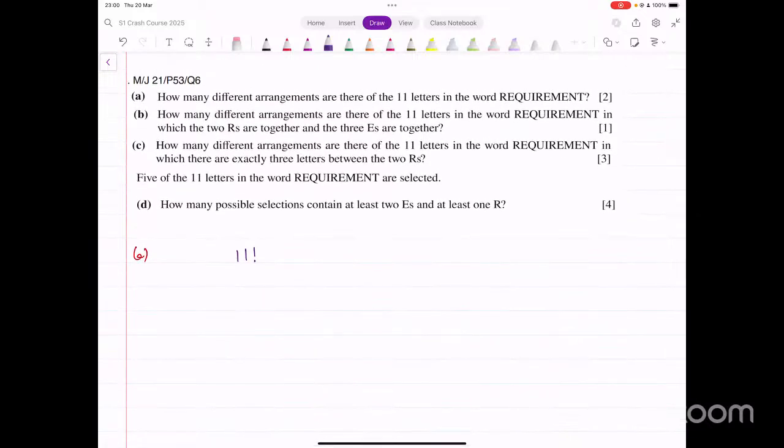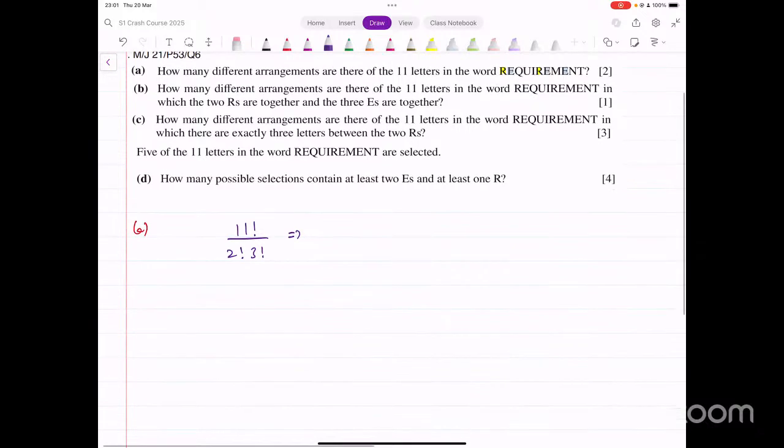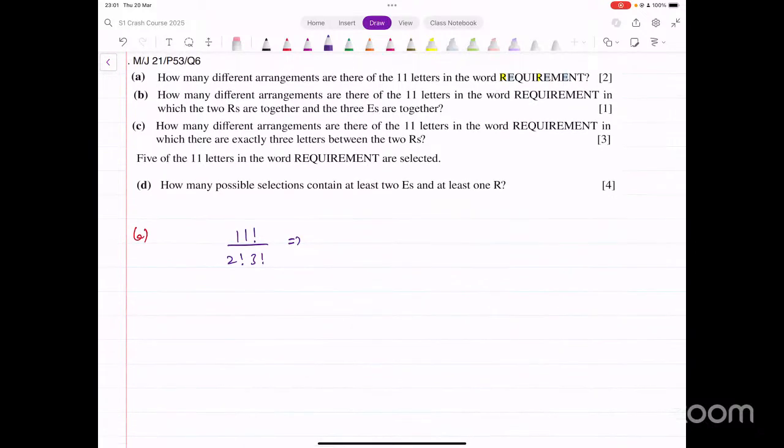So 11 factorial because there are 11 letters in total. Then we look at how many letters are repeated. R, we have two R's here, so we divide by 2 factorial because of that. And then we have an E here, another E here, another E here. So we have 3 E's. We divide by 3 factorial because of that. And what else? Q, U, I, M, N, T. Okay, so there's nothing else that's repeated. So that should give you the result. You can see what that is. That's 3326400.